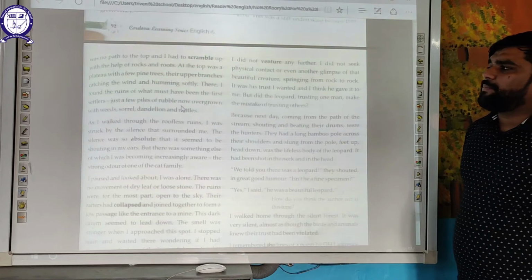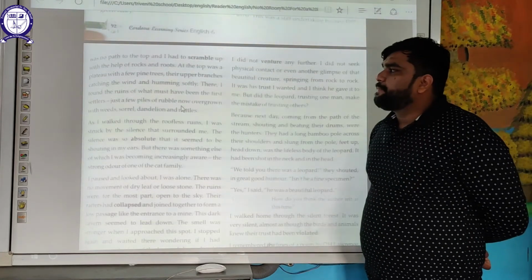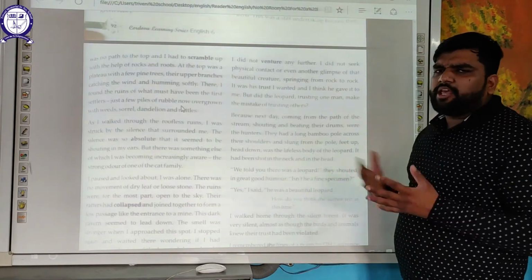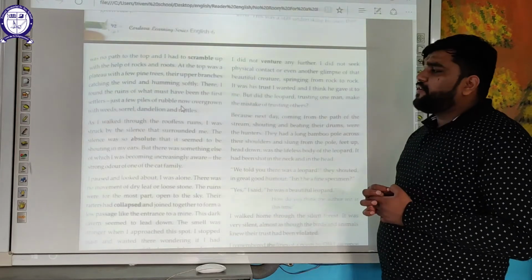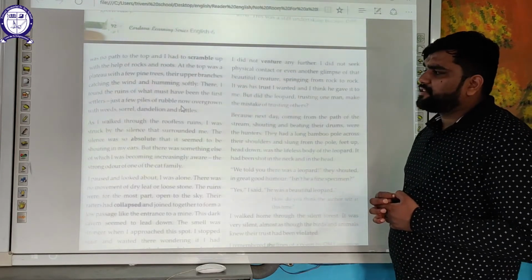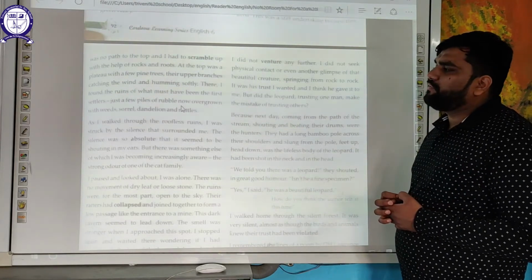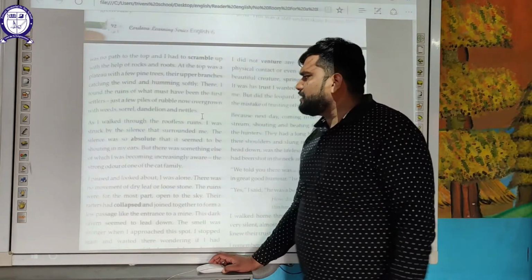At the top was a plateau with a fine pine tree, their upper branches catching the wind and humming softly. There was nothing there, only plants and trees. There he found the ruins of what must have been the first settlers. Just a few piles of rubble, now overgrown with weeds, sorrel, dandelion, and nettles.